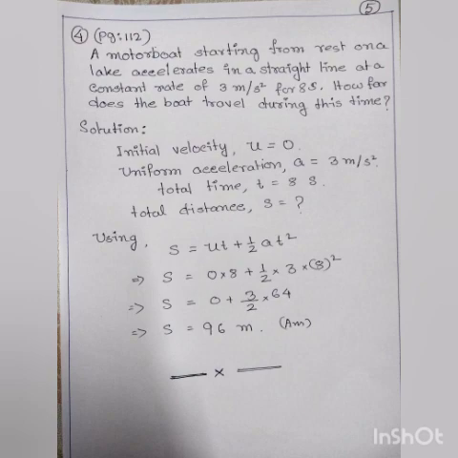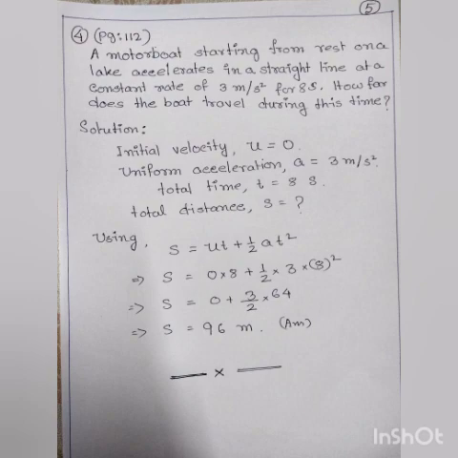Now see, the motorboat starting from rest. This is our key for initial velocity. So starting from rest means initial velocity u is equal to 0. And for uniform acceleration, a is equal to 3 meter per second square. Total time taken is t equals 8 seconds and total distance we have to measure here. So we will use the second equation of motion, that is s is equal to ut plus half a t square. Just substitute the values of u, t, a, everything.